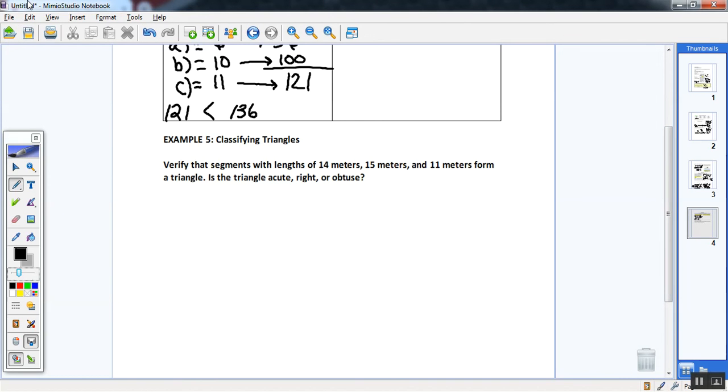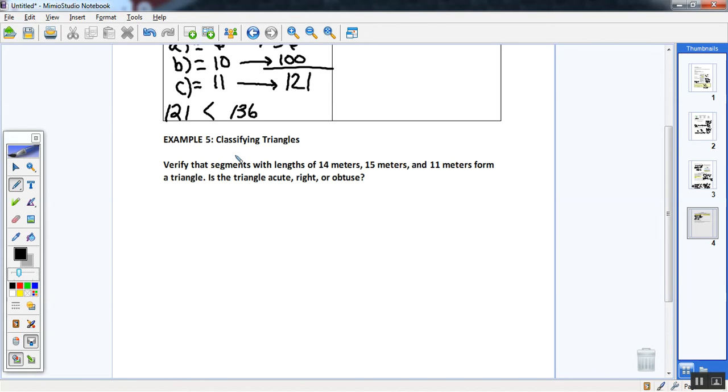What are you guys finding out? Acute. I'm hearing acute. Anybody for right? No. Anybody for obtuse? Okay, so I'm a little confused here. I need someone to walk me through this. How'd you come up with acute? I just guessed.